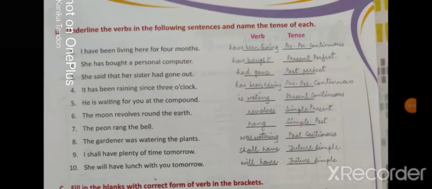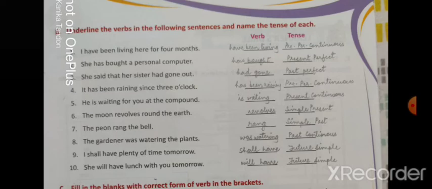Second is underline the verb in the following sentences and name the tense of each sentence. It is easy. We have to first find out the verb and then write what type of tense it is. First, I have been living here for 4 months. So have been living is the verb. Present perfect continuous is the tense.